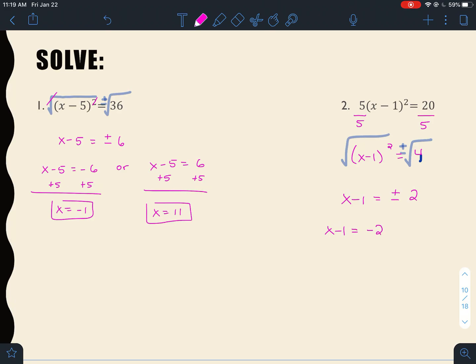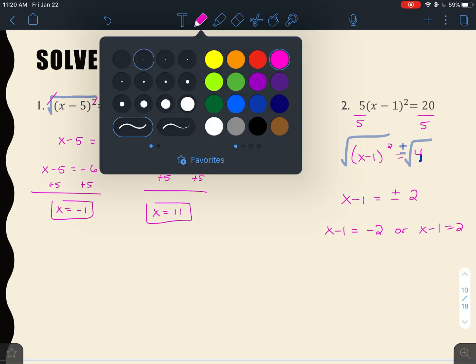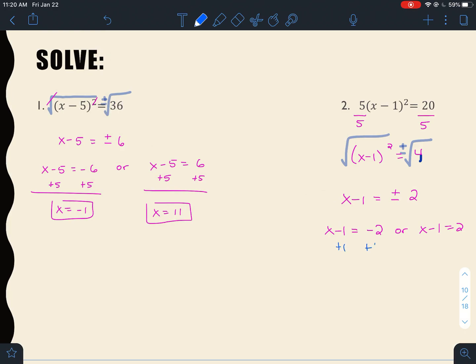So then set up your two equations. Either x minus 1 equals negative 2, or x minus 1 is going to equal positive 2. Then solve both of those. So add the 1 to both sides. X is equal to negative 1, or add the 1 to both sides, and x would equal positive 3. So my two solutions could be x equals negative 1 or x equals positive 3.